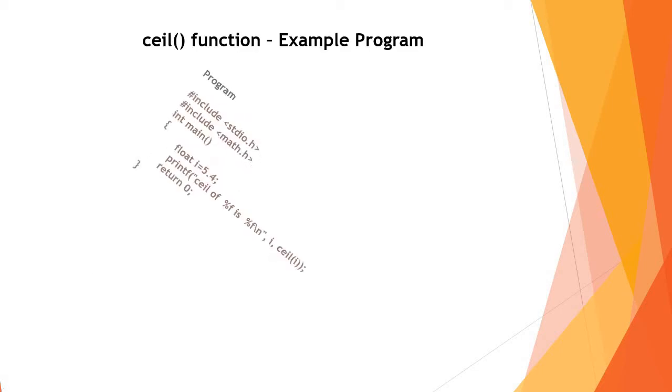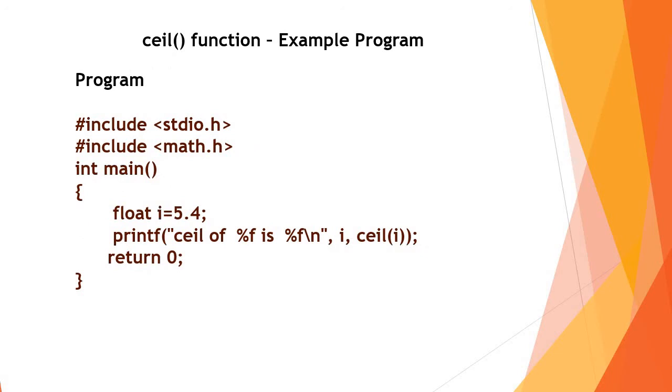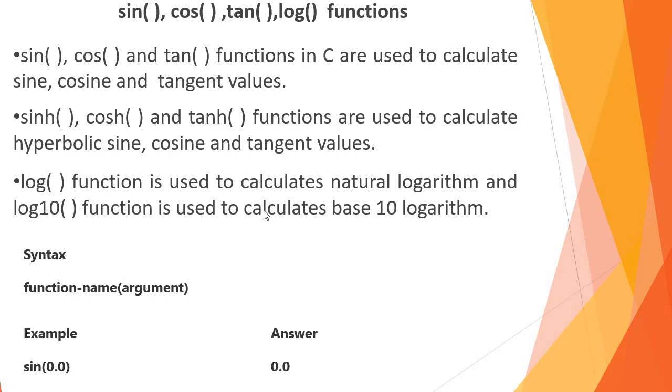A simple example program for the ceil function. Here I have declared i is equal to 5.4. The ceil function in the print statement will return the value 6.0 for 5.4. We are sending the argument as 5.4 and we are getting 6.0 as the ceil function value. And the next ones are combined together: sin, cos, tan, and log functions. We know very well these functions come under trigonometry and logarithms.